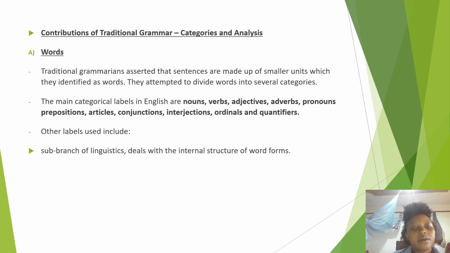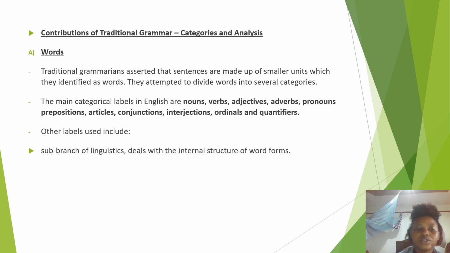Contributions of traditional grammar: categories and analysis. The first one is words. Traditional grammarians asserted that sentences are made up of smaller units which they identified as words. They attempted to divide words into several categories. The main categorical labels in English are the nouns, the verbs, the adjectives, the adverbs, the pronouns, the conjunctions, prepositions, interjections, articles, ordinals, and quantifiers.